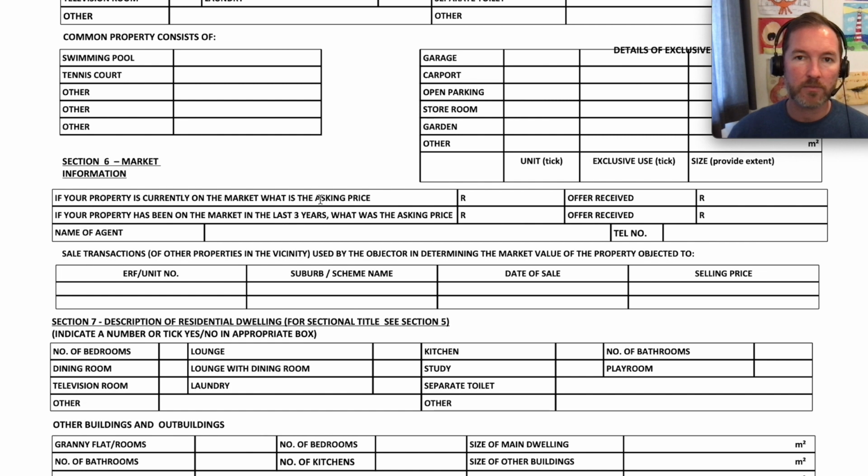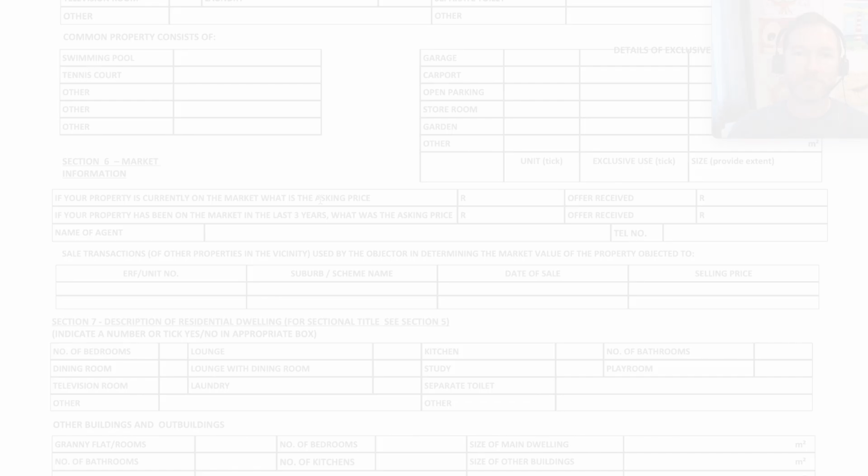So that's part of the motivation process, and it's always worthwhile adding an additional motivation letter that goes into a little bit of detail around why you feel the municipal value is too high, and how you feel those properties that you have added in are a better reflection of, or a better comparison for, your particular property. And again, that's something that I'm happy to help with.